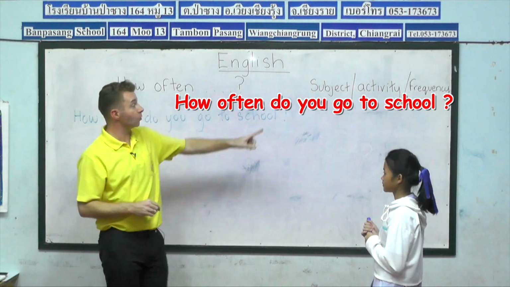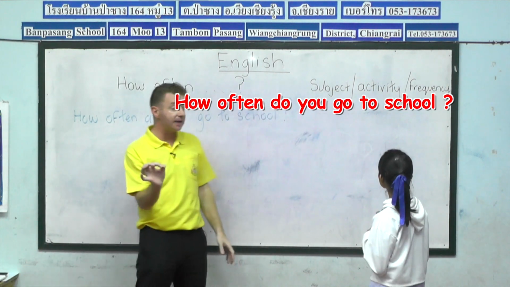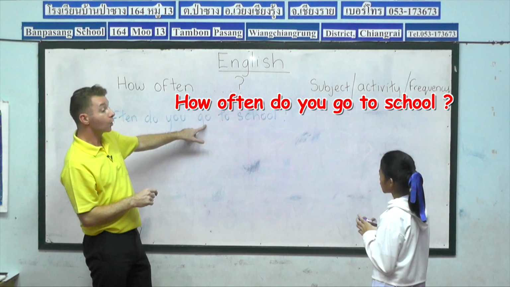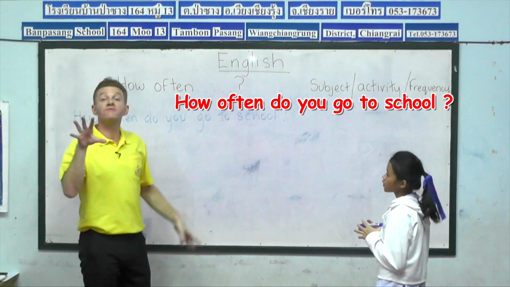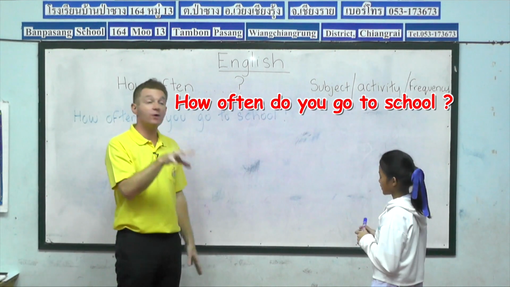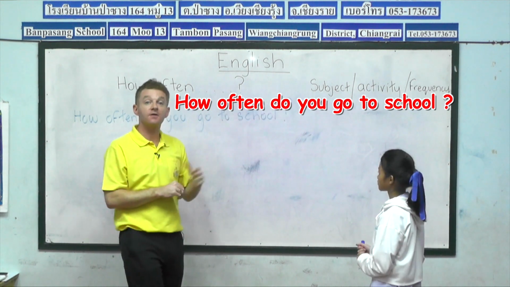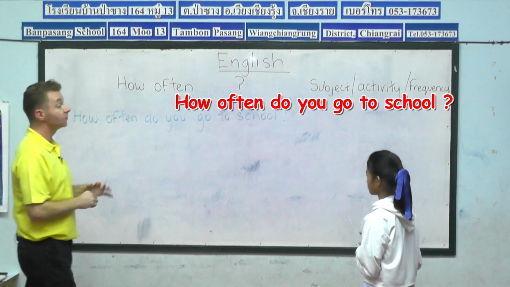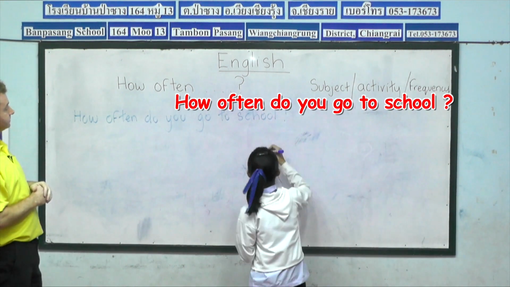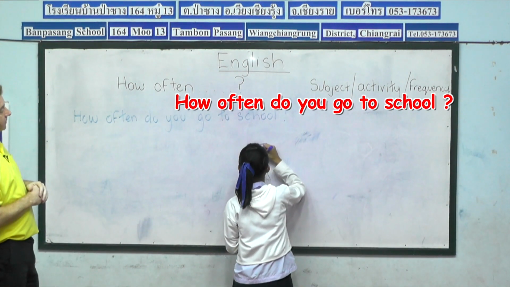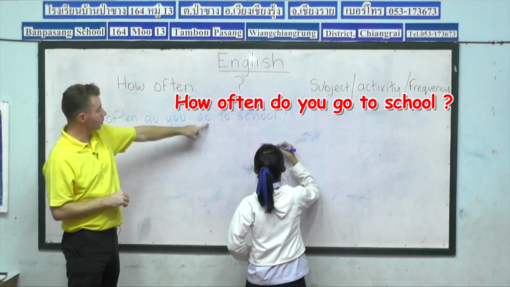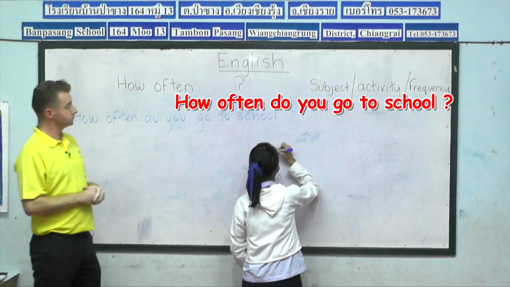5 times a week. So we will say the subject, I go to school 5 times a week. You see, subject, activity, frequency. And Dan can now write the reply. So begin with I, and then the activity, go to school.